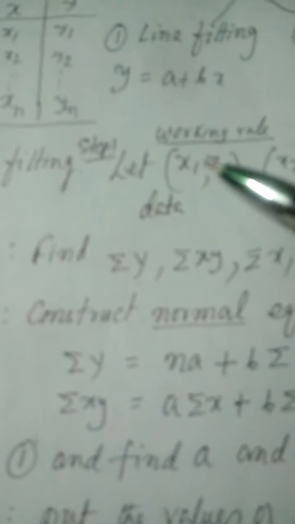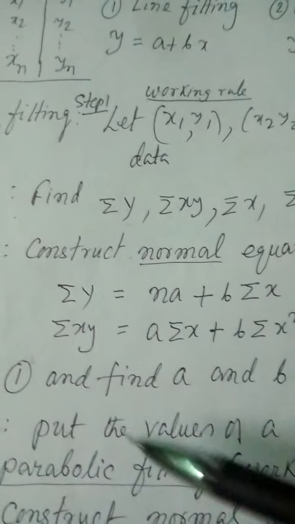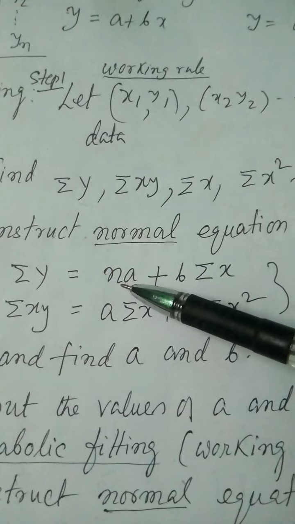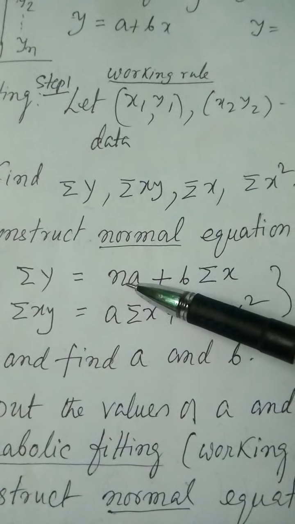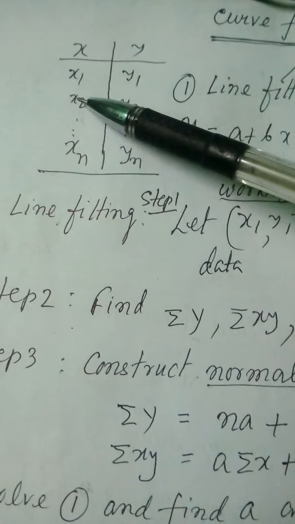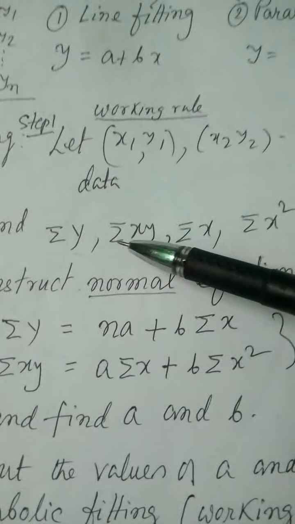Now let us do the second step. Y is equal to a plus bx is given. So summation of y will be equal to summation of a, that is nothing but na. N is the number of data, 1, 2, 3 up to n. So now these are the things: summation of y, summation of xy, summation of x, summation of x square. We have to find these out. How? I will tell you.